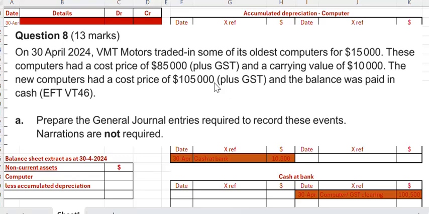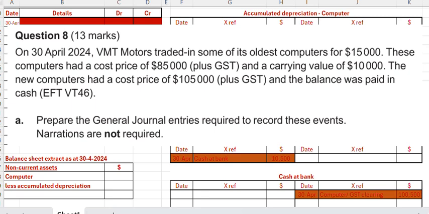Greetings, comrades. This question from the 2024 NHT exam requires us to record two events. First of all, the trade-in of an old computer, and then secondly, the purchase for cash of a new one, which will be discounted based on the trade-in value for the old one.